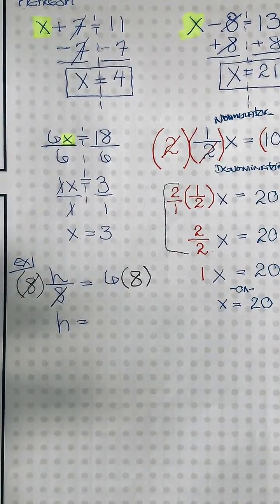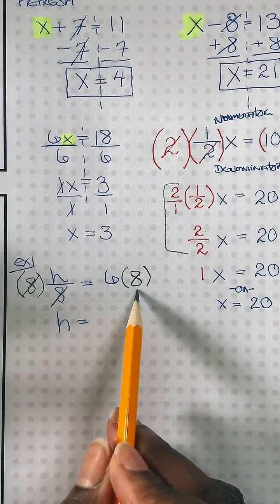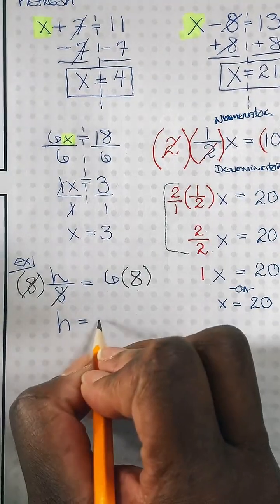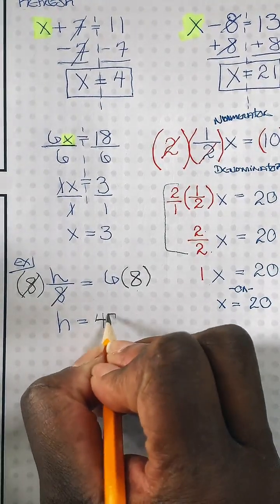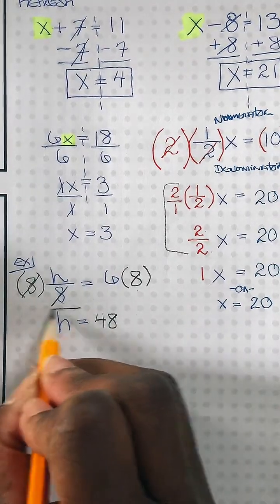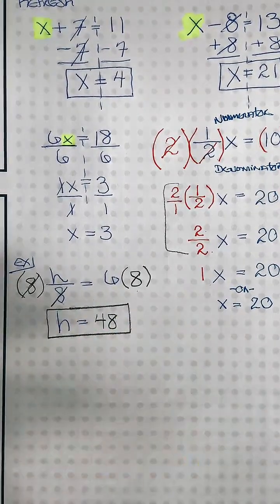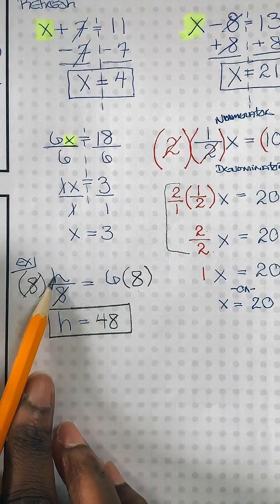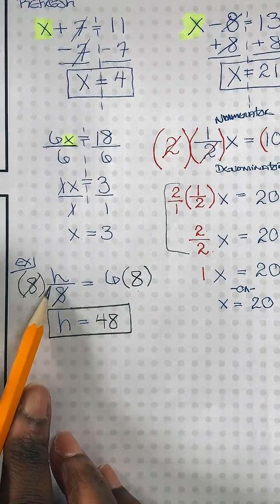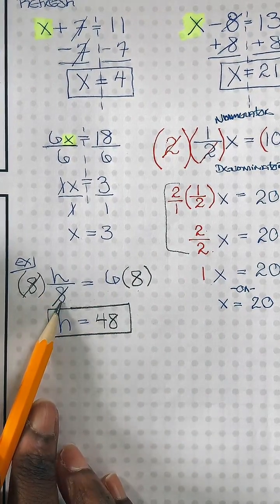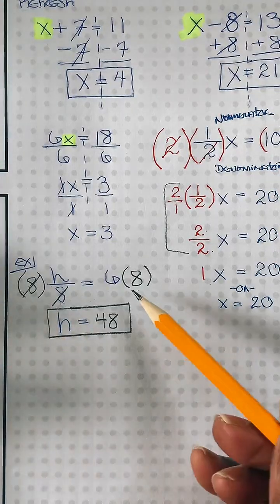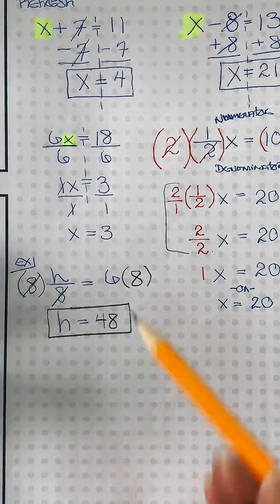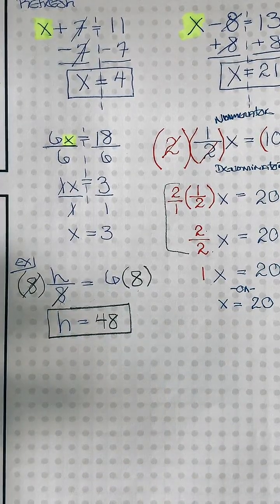So now what's left is 6 times 8. And 6 times 8 gives me 48. So 48 is the unknown number that should be over the 8 in order for me to get my answer of 6. All right. Any questions so far, ladies and gents?